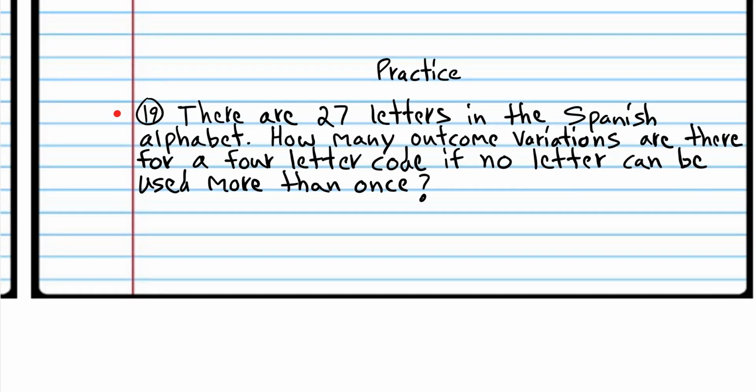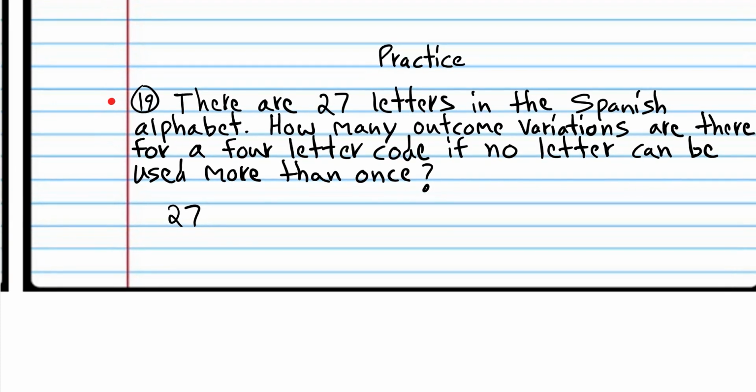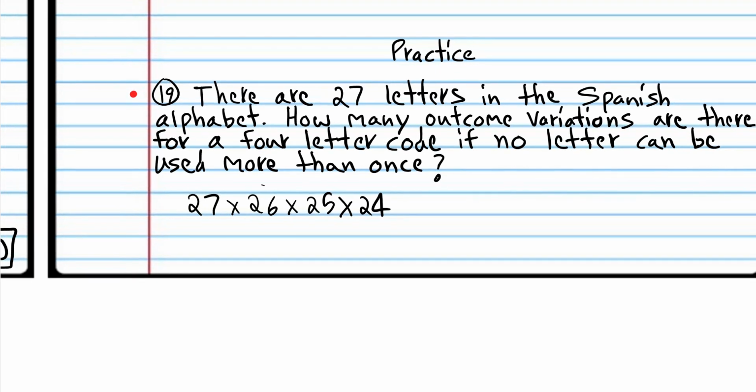So we have 4 choices to make. The first choice is our first letter. And notice the difference with this problem is no letter can be used more than once. That's what's different. So when we choose the second letter, we don't have 27 options. We only have 26. Then the third letter, and then the fourth letter. And we're done. That's it. So all we have to do is calculate this.